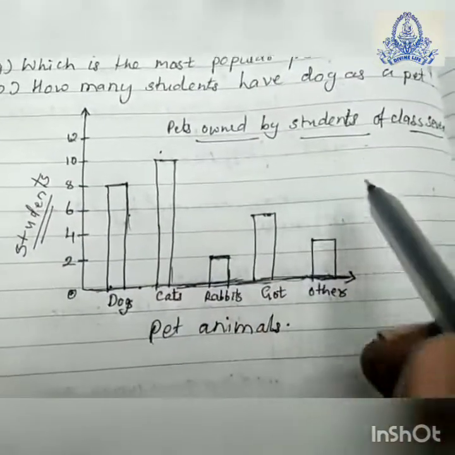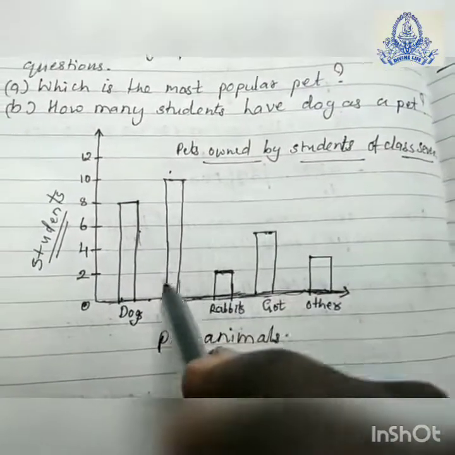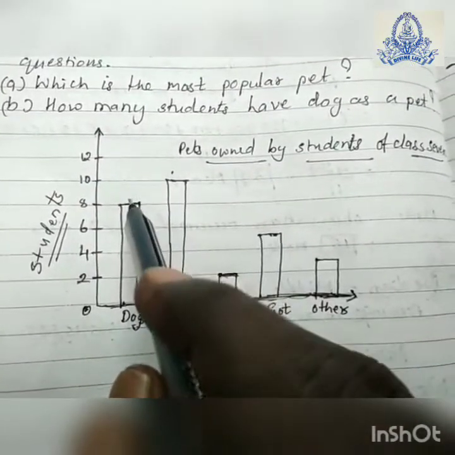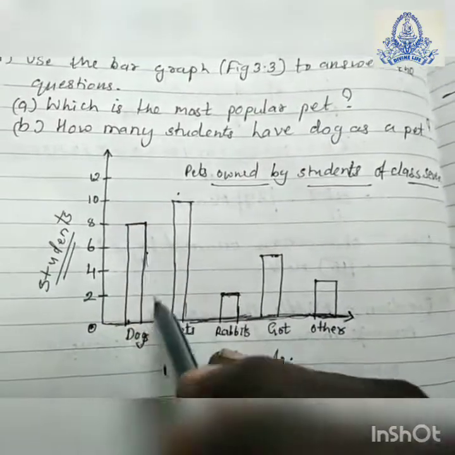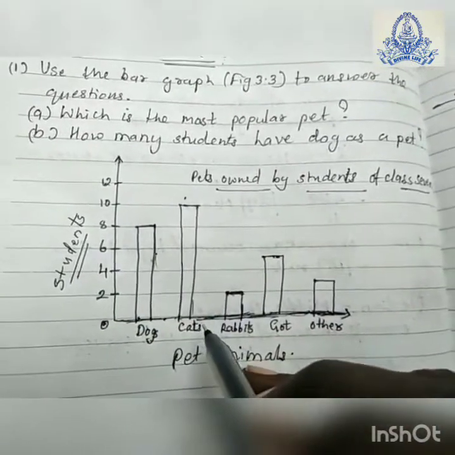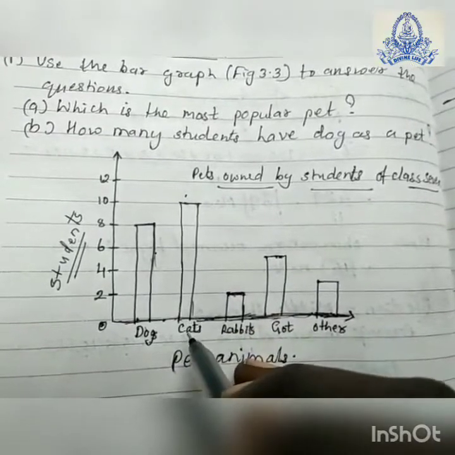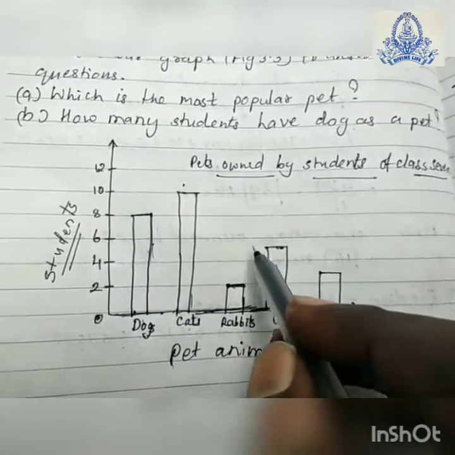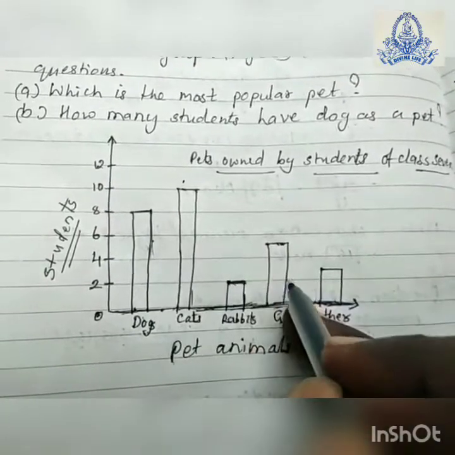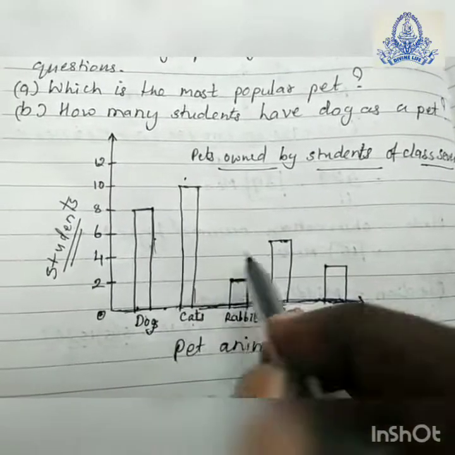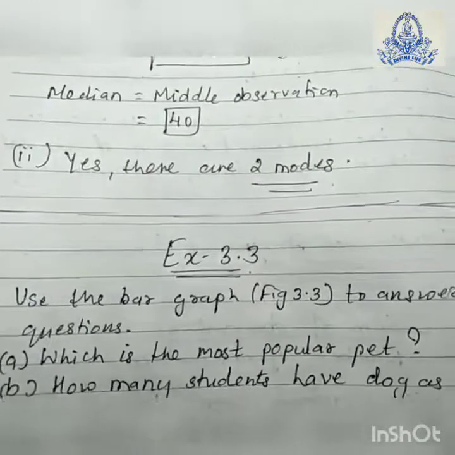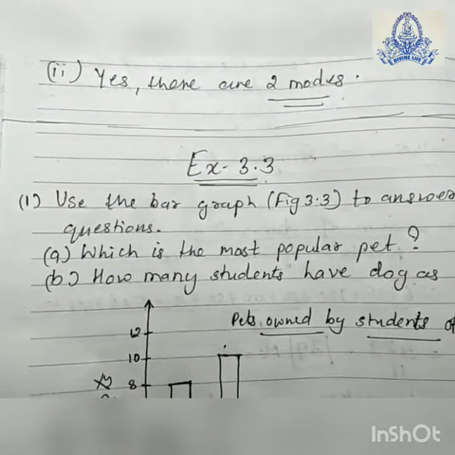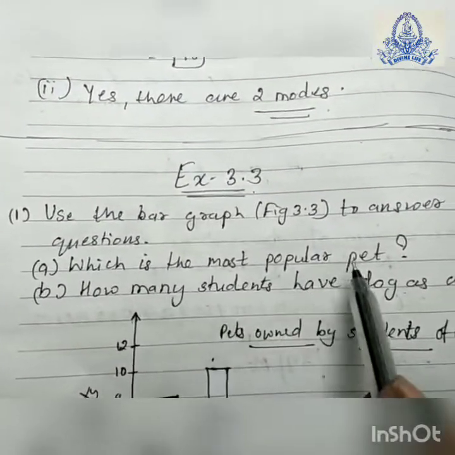Here you can observe the graph. They are given pets owned by the students of all the classes. Dogs are owned by 8 students, that is, owners of a dog are 8. Cat owners are 10, rabbit owners are 2, goat owners are 5, and others we are having 3. So according to that, out of observation, you have to solve whichever question is asked.